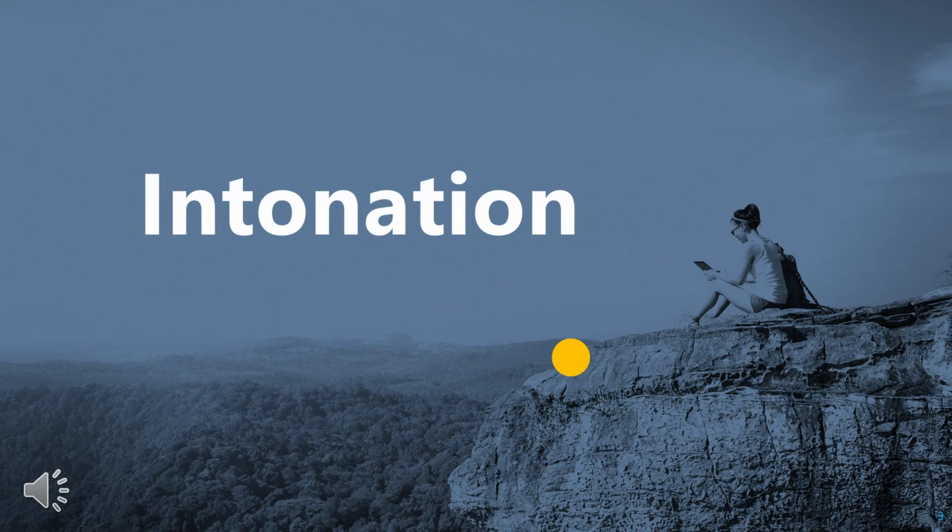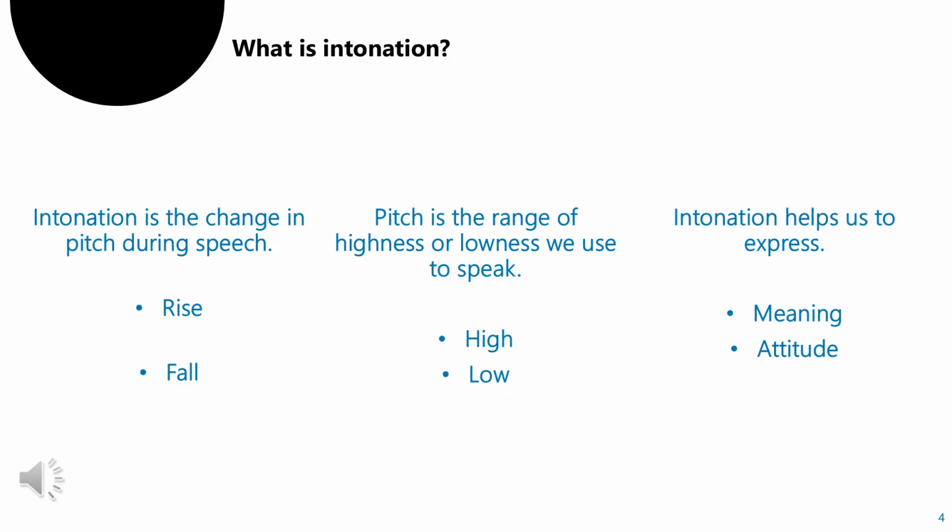First of all, we have intonation. To fully understand what intonation is, we first need to identify that intonation is a change in pitch during speech. In other words, it is how our voice rises or falls while we are speaking. Pitch is the range of highness or lowness we use to speak. So we can have high pitch or low pitch, and pitch is controlled by our vocal cords. To better understand it, we can think of pitch as if we were making music.